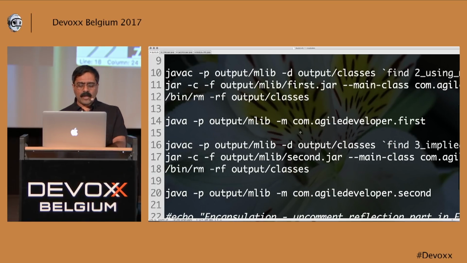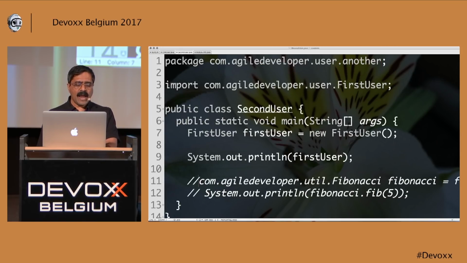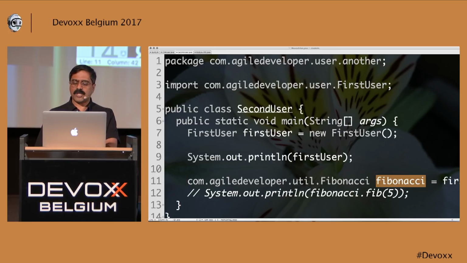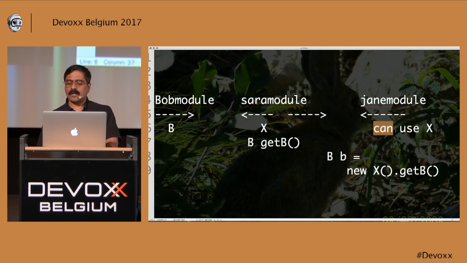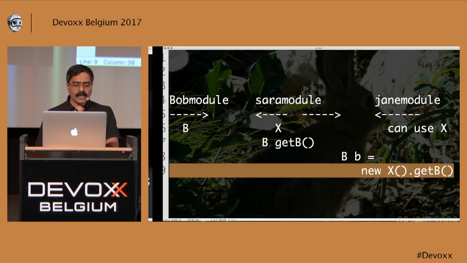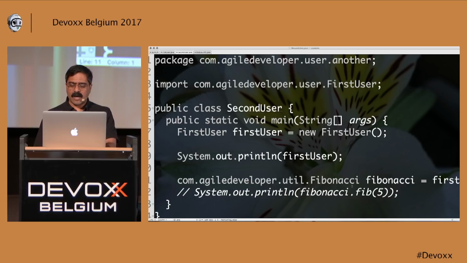However, now I go back to the code and say, hey, second user, go ahead and ask for Fibonacci from the first user's handover. This is exactly what we are doing, right? This here wants to reach over to this, but through this. In other words, we are doing this. What's going to happen now? I got the Fibonacci, and then I want to call the method on it.